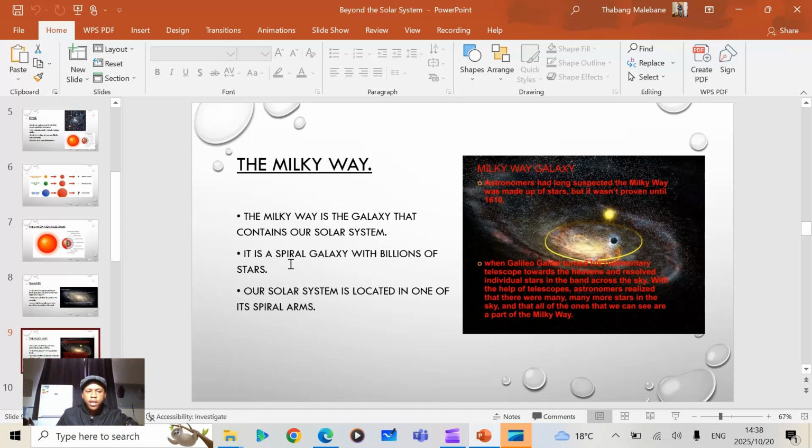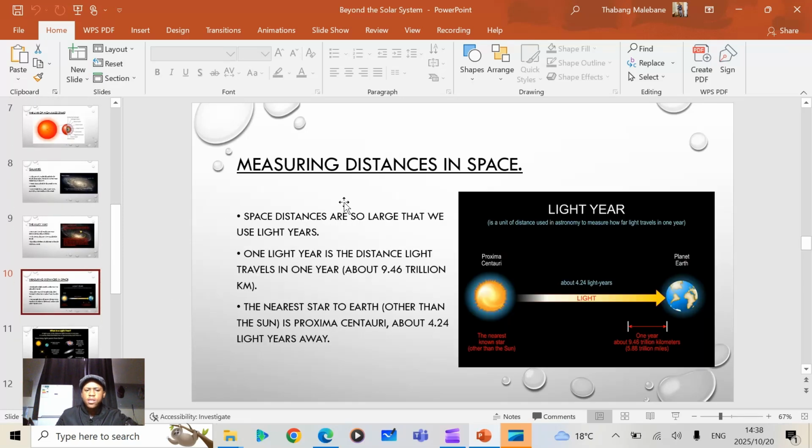Coming to measuring distance in space. Space distances are so large that we use light years. One light year is the distance light travels in 1 year, about 9.46 trillion kilometers. The nearest star to Earth, other than the Sun, is approximately 4.24 light years away. Here's a picture of how the light year works. A light year is a unit of distance used in astronomy to measure how far light travels in 1 year.